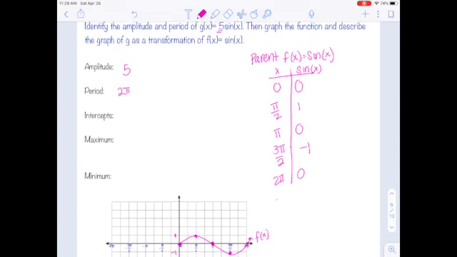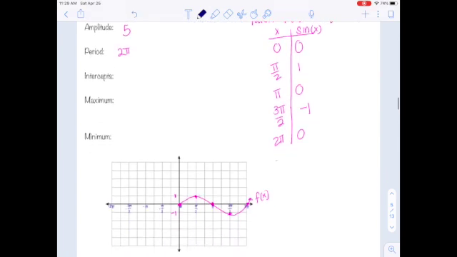For our g of x, our 5 sine of x, I'll change colors, and blue will be done. Our amplitude now needs to become 5. So we're going to have a max and a min of 5 and negative 5. And our 0, 0 will stay there, but our pi over 2 will get stretched up. So everything's being pulled up away from the x-axis, or down. So pi stays there. 3 pi over 2 goes down to negative 5. And 2 pi stays on the axis.